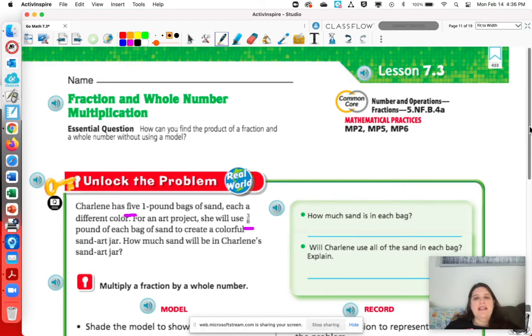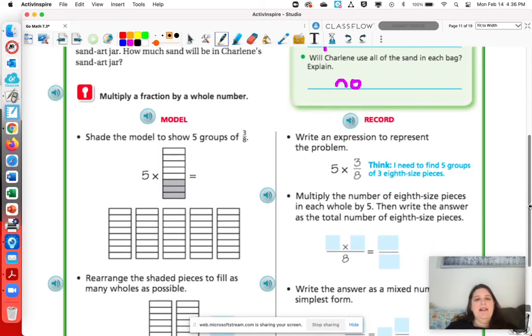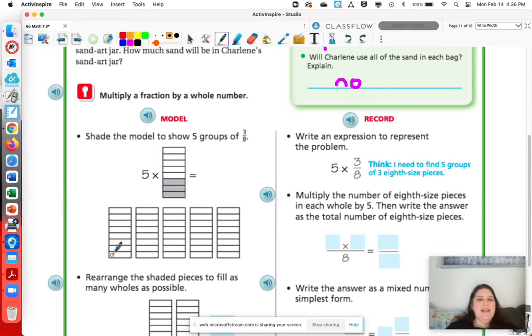So how much sand is in each bag? So there's 1 pound in each bag. And will she use all of it? No, she's going to use 3/8 of it. So if you see, they have 5 times 3/8 and they're modeling it. So we could do this 3/8. We could color and shade in 3 of those.